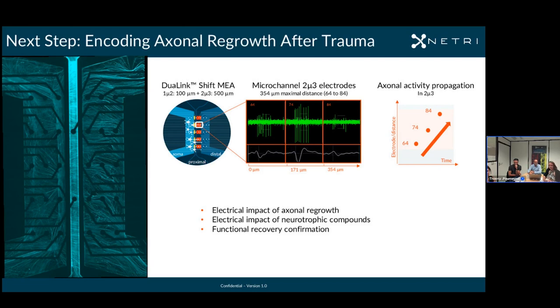And we could also confirm the functional recovery, that a neuron and axon is not only to project but to be physiologically active. And one of the advantages of the dual-link shift MEA is that we have long microchannels that allow us to follow the signal and potentially to see axonal activity propagation along those microchannels.